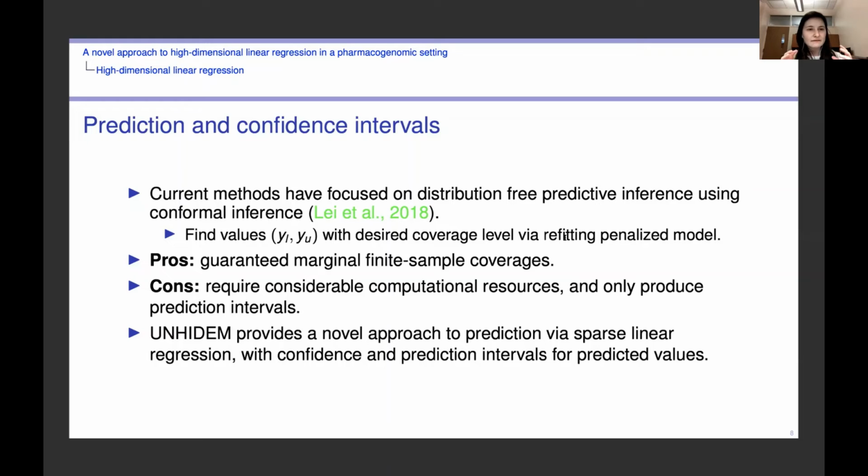And that is part of the post-selection tests that I've been mentioning. It refits the penalized model multiple times. It's distribution-free, so people identify a desired coverage level for their confidence or prediction intervals, and then find upper and lower bounds to get, for example, a 95% prediction interval or confidence interval. While conformal inference has some really nice finite sample coverage properties, it can take a really long time to run due to refitting.